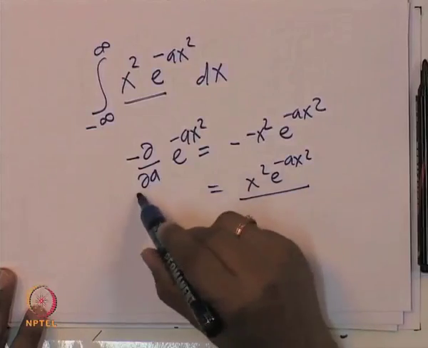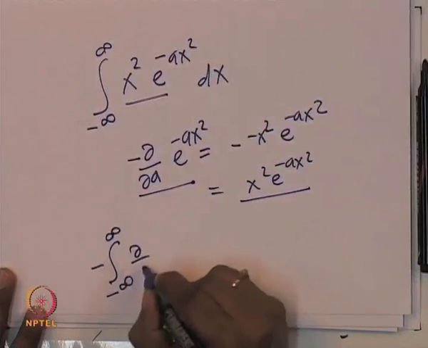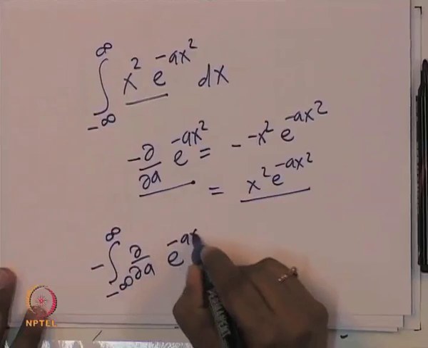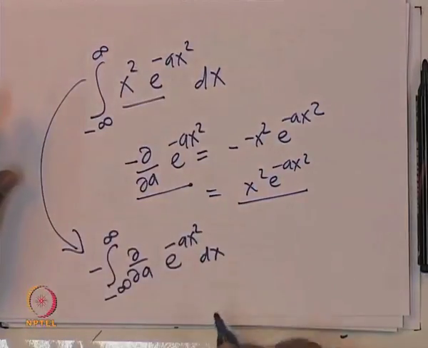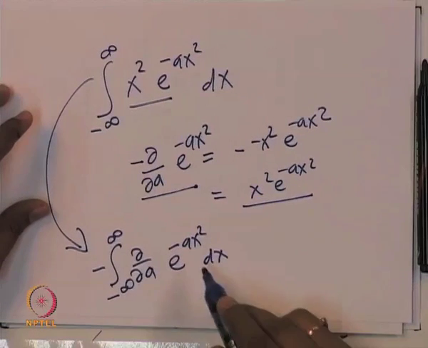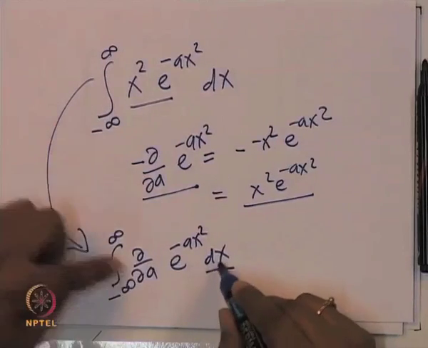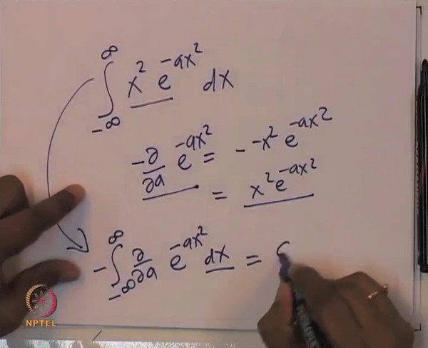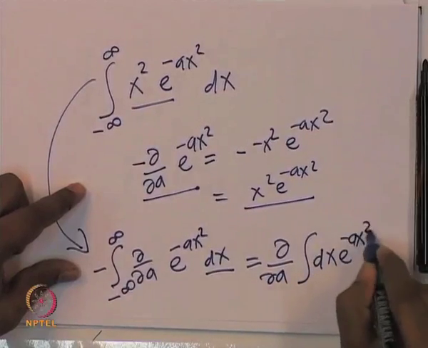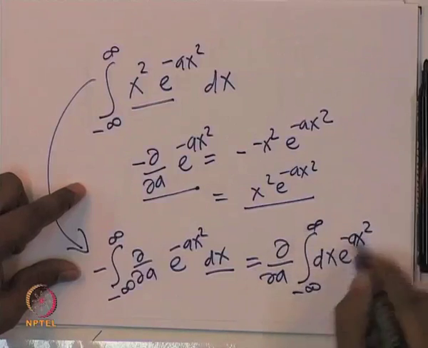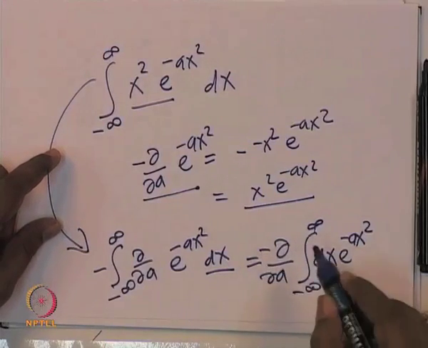So, instead of this I can write this: integral from minus infinity to infinity of minus del by del a of e power minus a x square dx. So, this has been rewritten in this particular fashion, and the derivative is with respect to a and the integral is with respect to x. So, they are independent, so I can exchange. That means I can do first the integral and then the derivative, and the answer to this integral we know, which is root of pi by a.